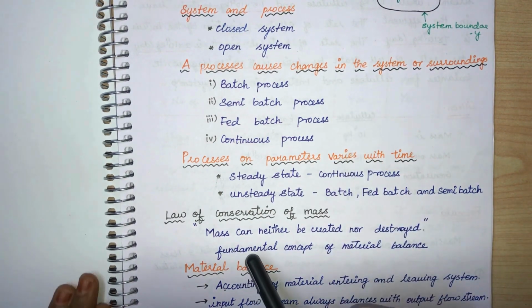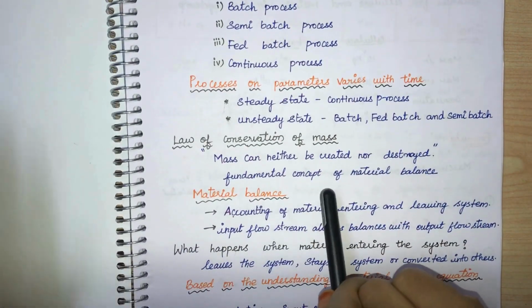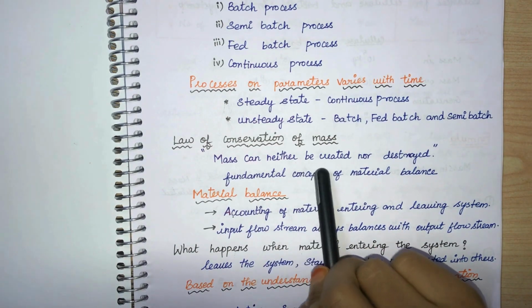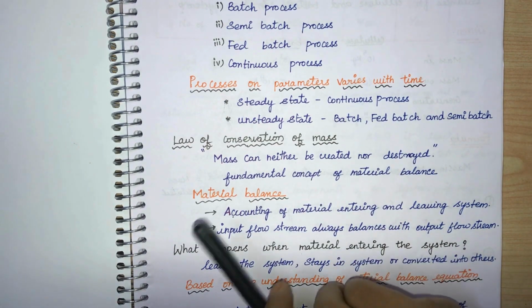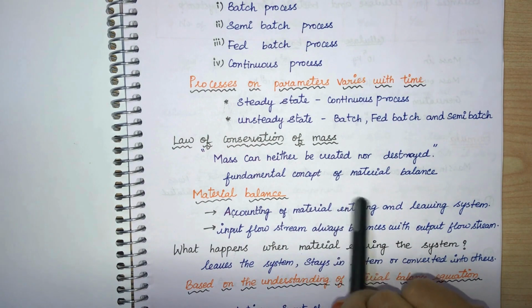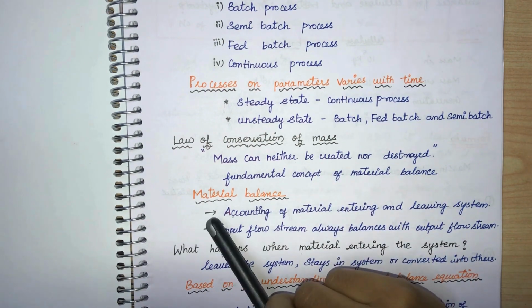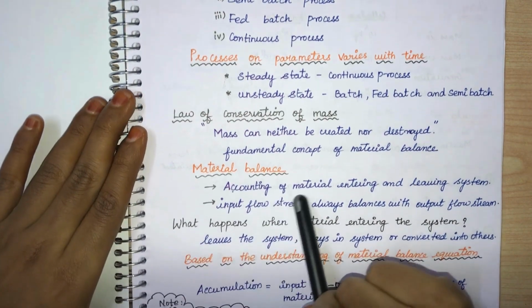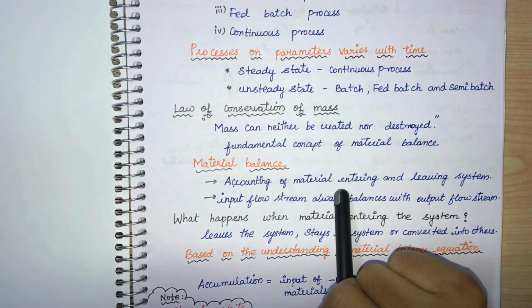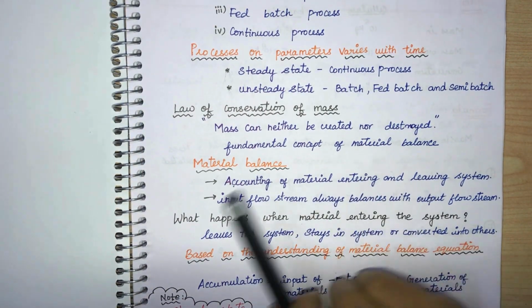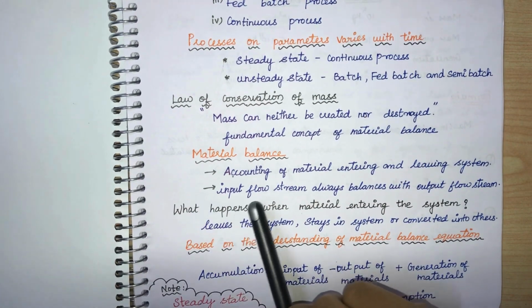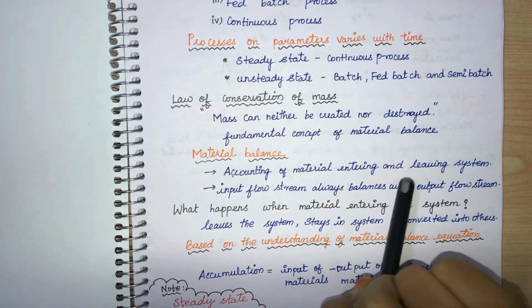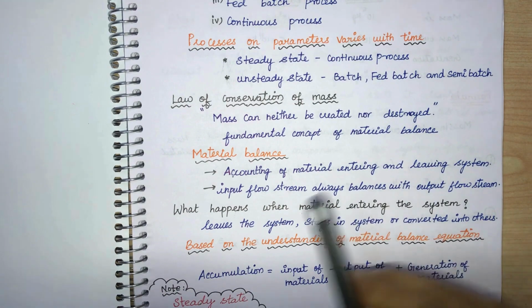Next comes the law of conservation of mass. Mass can neither be created nor be destroyed. It is the fundamental concept of material balance. What is material balance? It accounts for the materials entering the system and leaving the system. The input flow stream always balances the output flow stream.